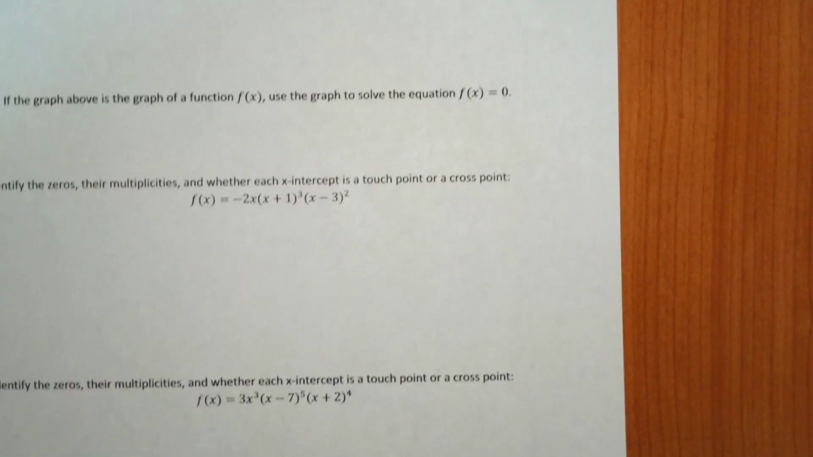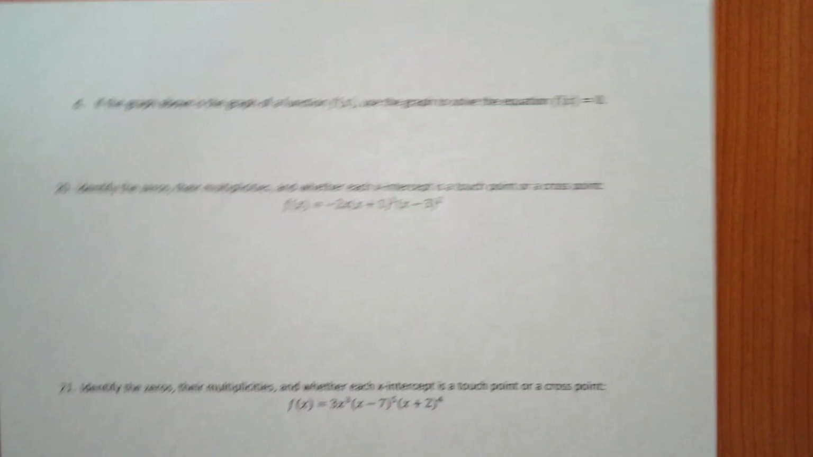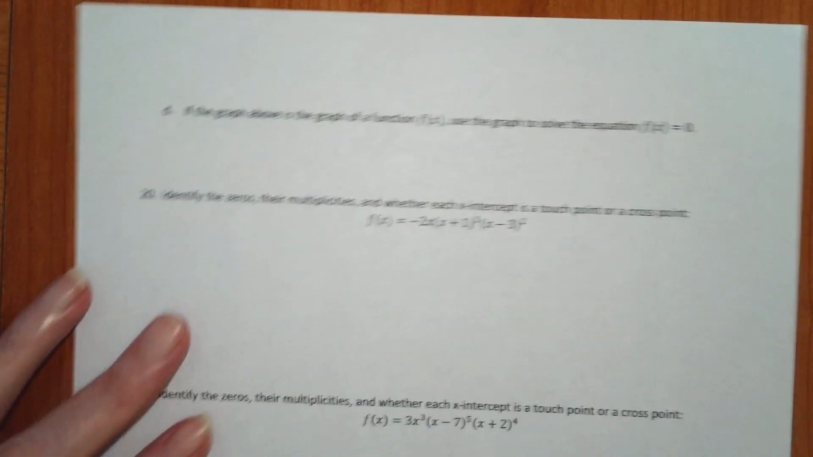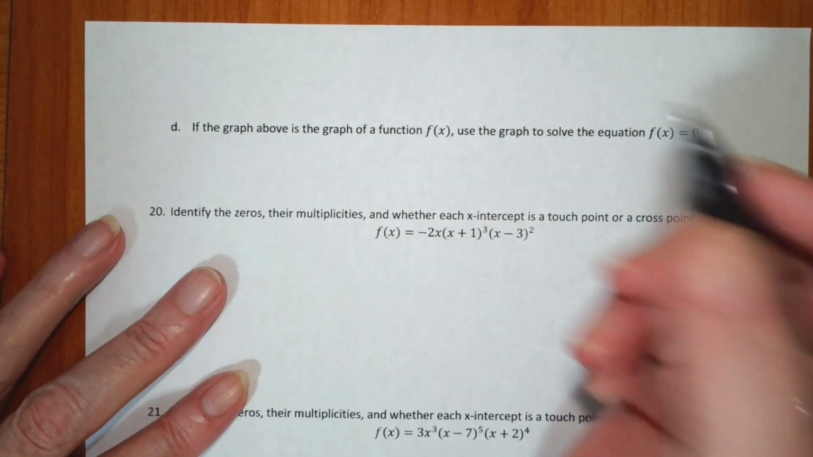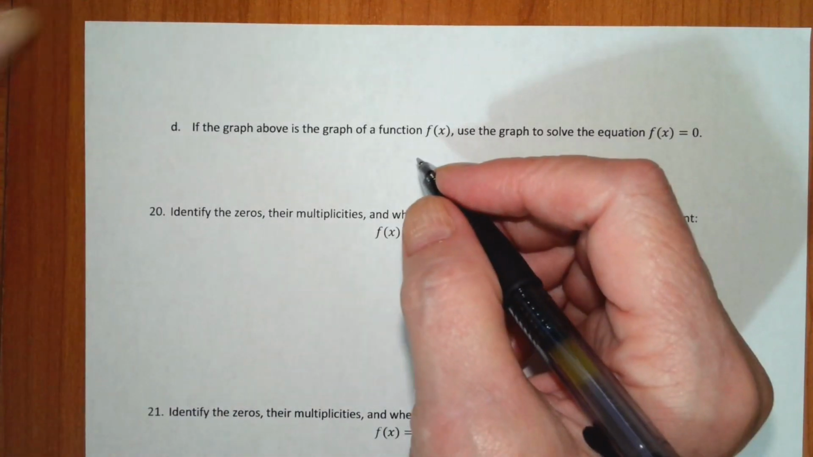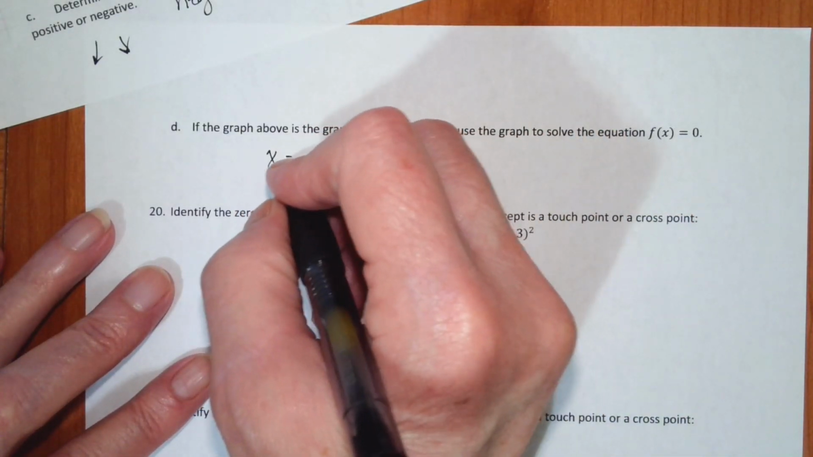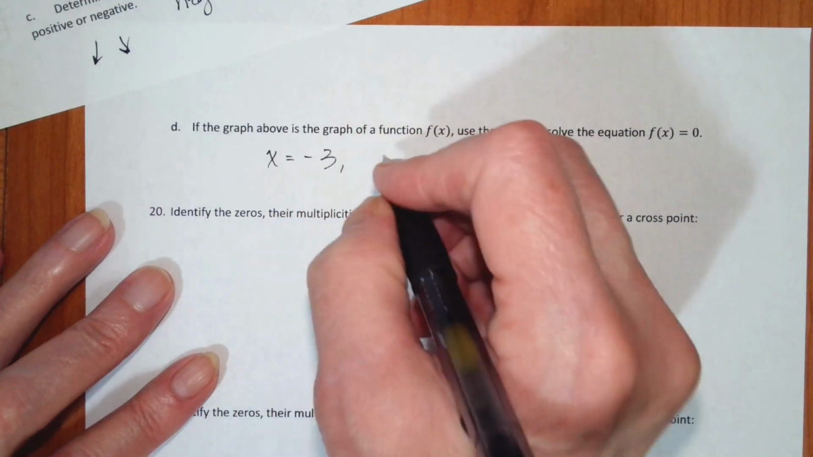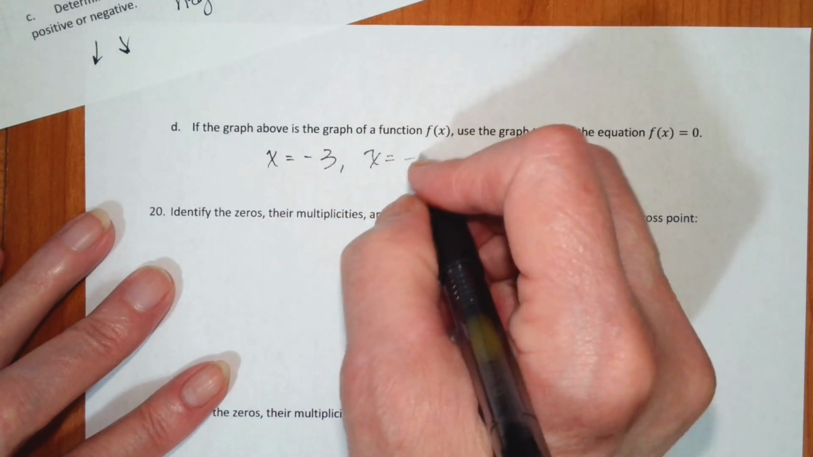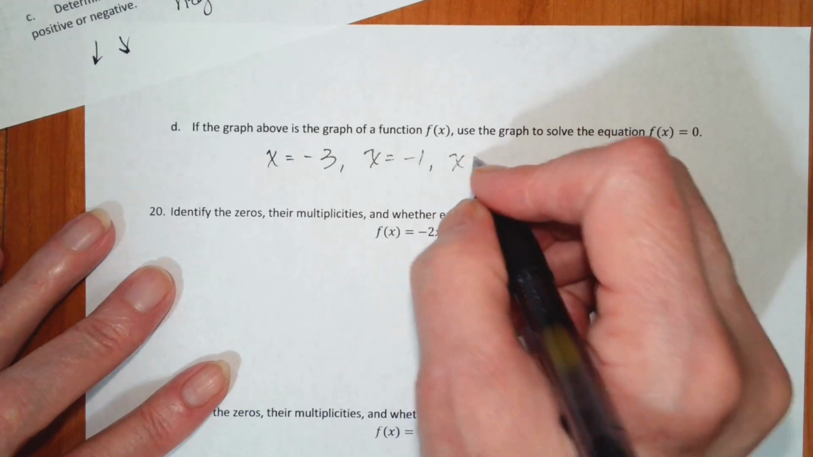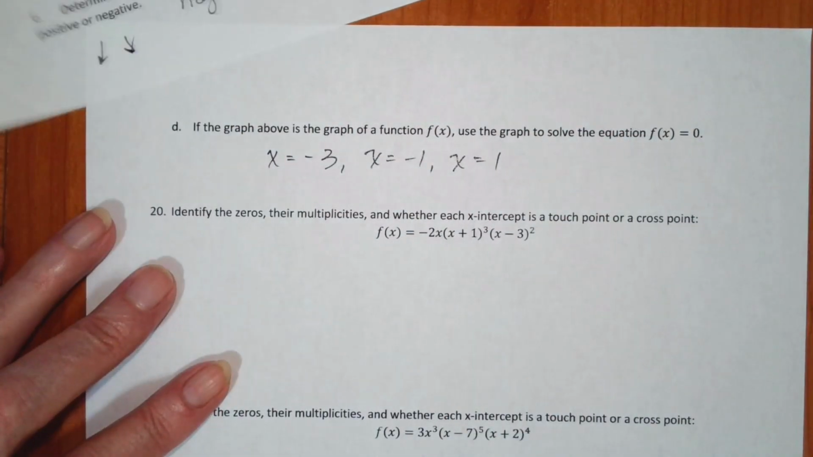Oh, and there's one more question on the graph. Use the graph to solve the equation f of x equals 0. Okay, well, it's just where it crossed the axis. So x equals -3, x equals -1, and x equals 1.